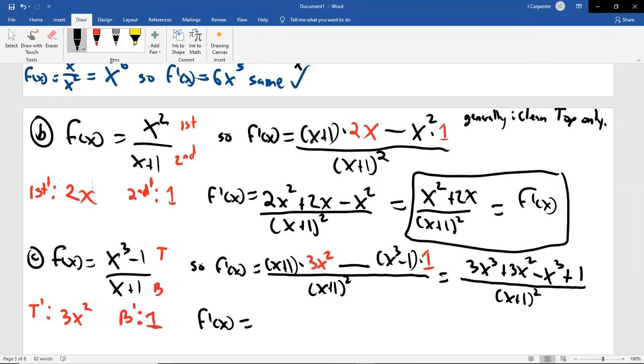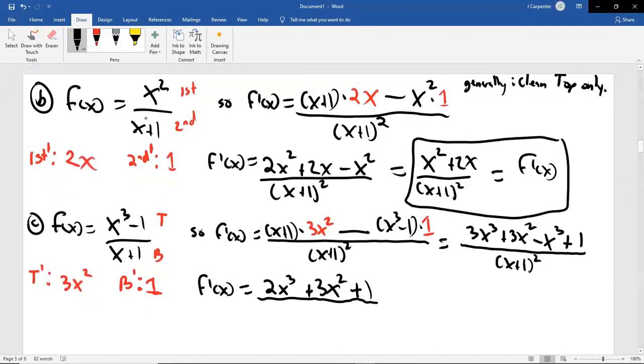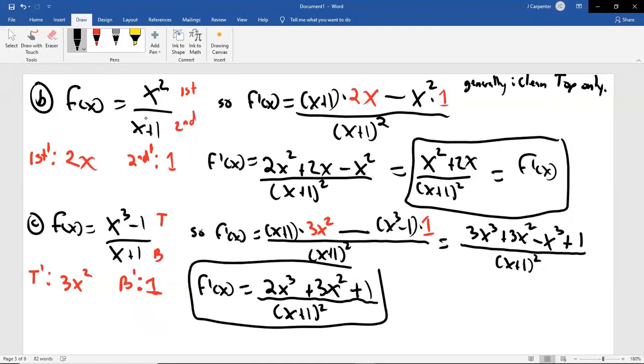So f prime of x equals the 3x cubed minus the x cubed. Remember, no number in front of it means a 1. 3 minus 1 is 2. So 3x cubed minus 1x cubed is 2x cubed. Then we have our plus 3x squared. Then we have our plus 1. That's the entire top. We were only able to combine a pair of terms, and the bottom is x plus 1 squared. This is our derivative, as simple as it can get.